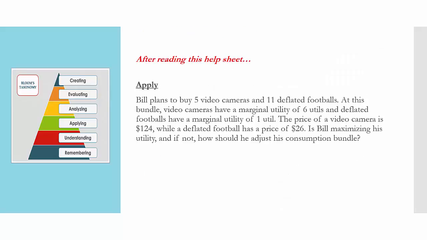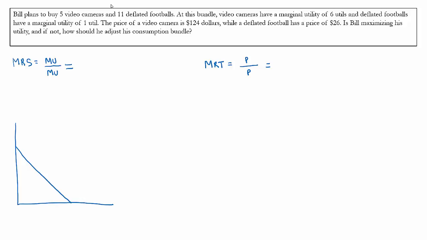After reading the help sheet, it's time to apply what you've learned. Let's work through this practice problem. To determine whether Bill is maximizing his utility, one approach we can take is to calculate and compare his marginal rate of substitution with his marginal rate of transformation. The marginal rate of substitution, or MRS, is a ratio of marginal utilities.